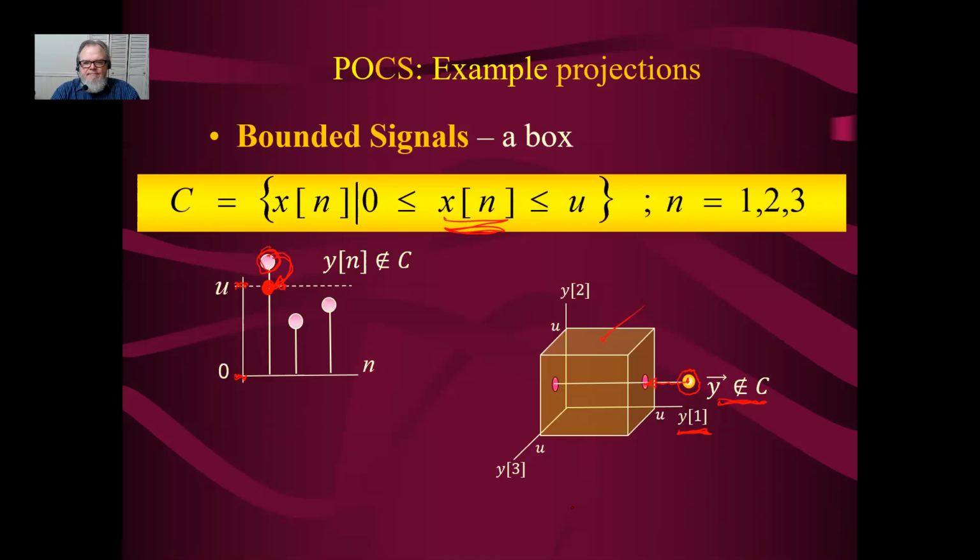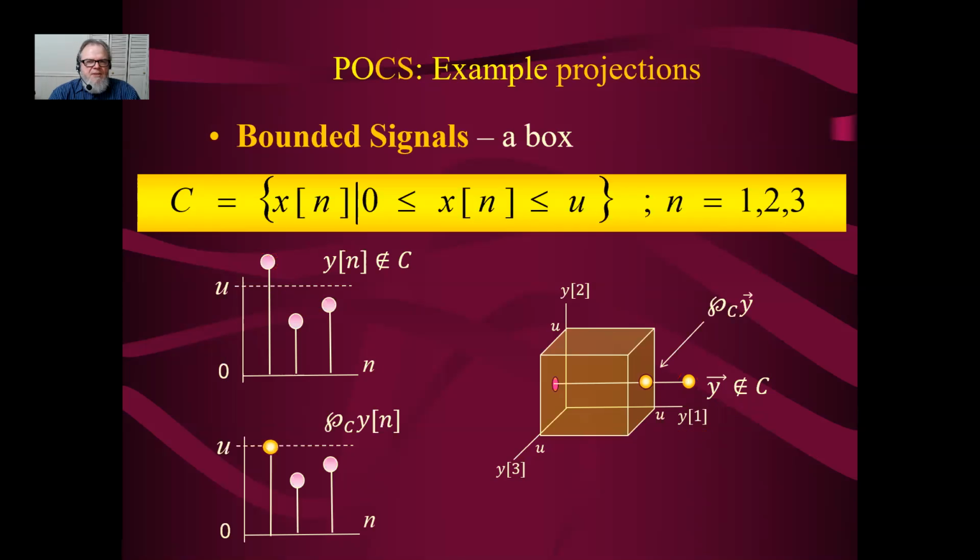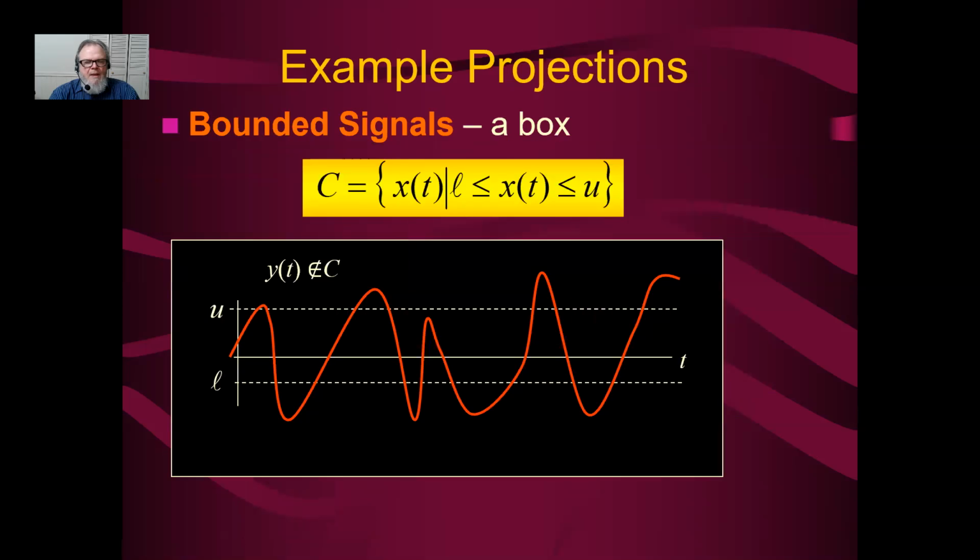That's how we do it. That's a projection onto the set of bounded signals. How do we extend this to continuous time signals? Suppose that we have a signal which is limited between a lower value and an upper value, and this signal is not bounded. It is not bounded.